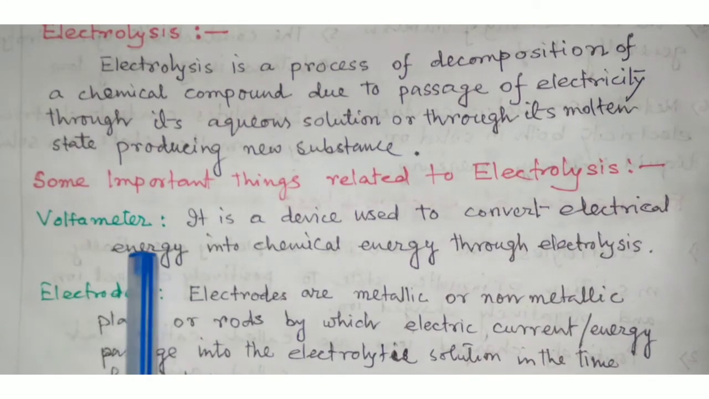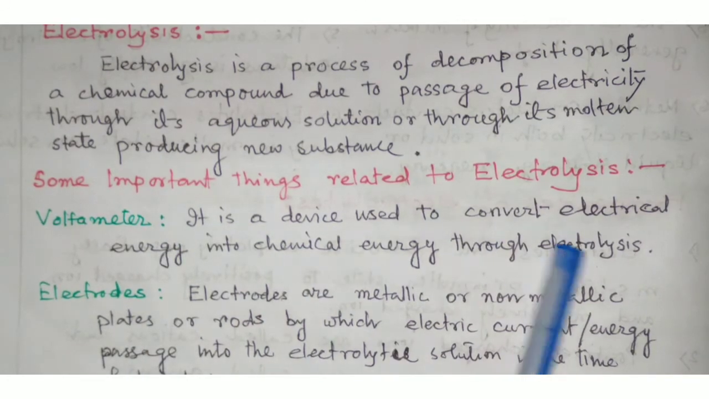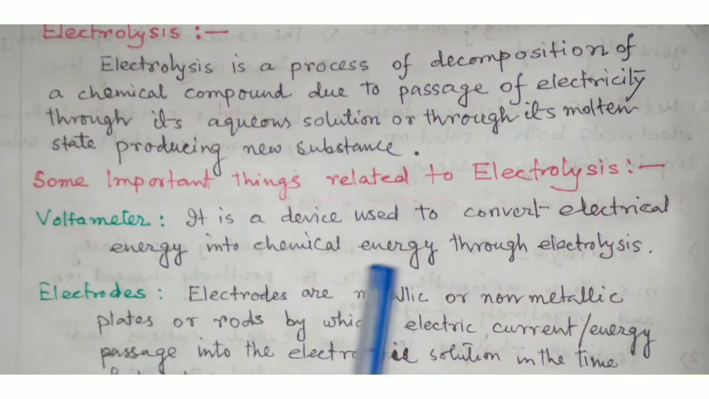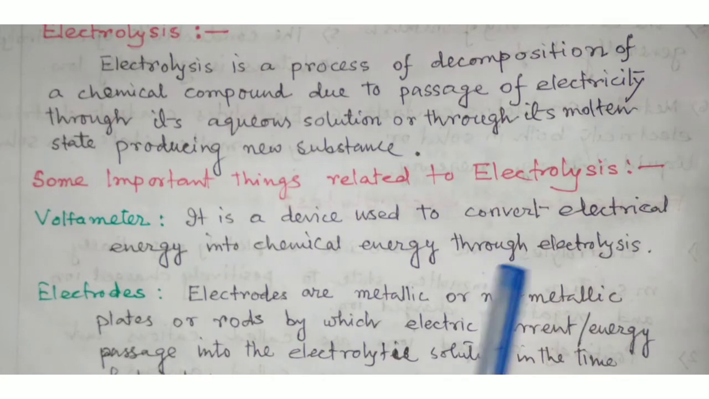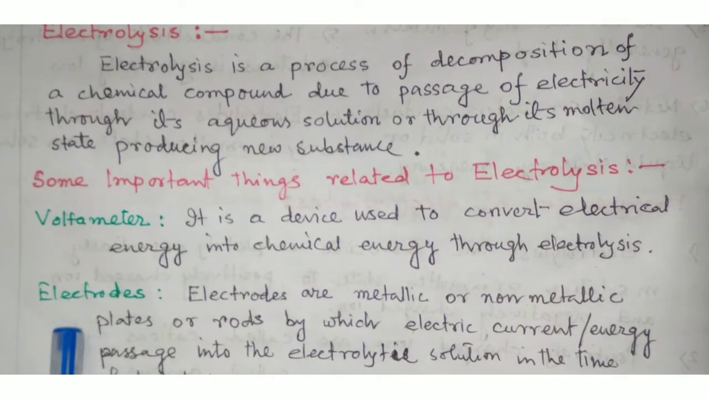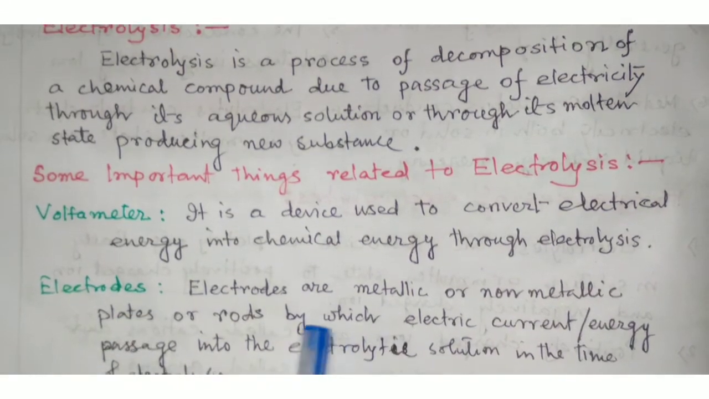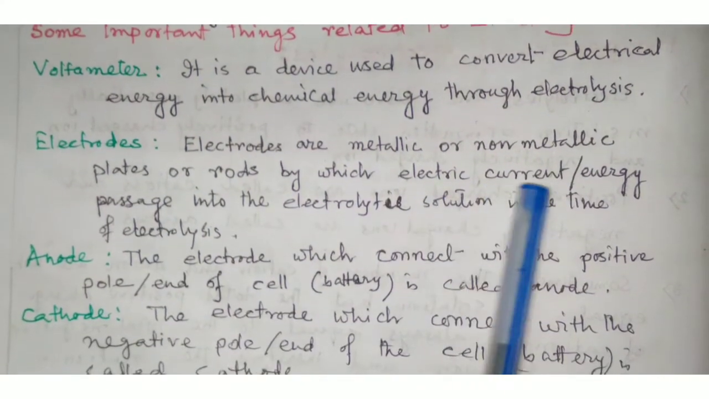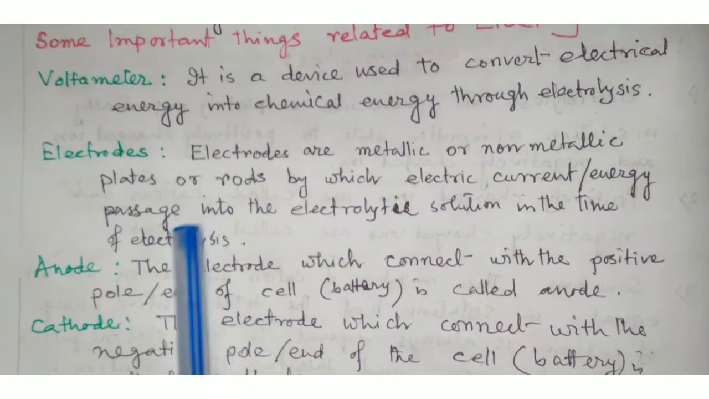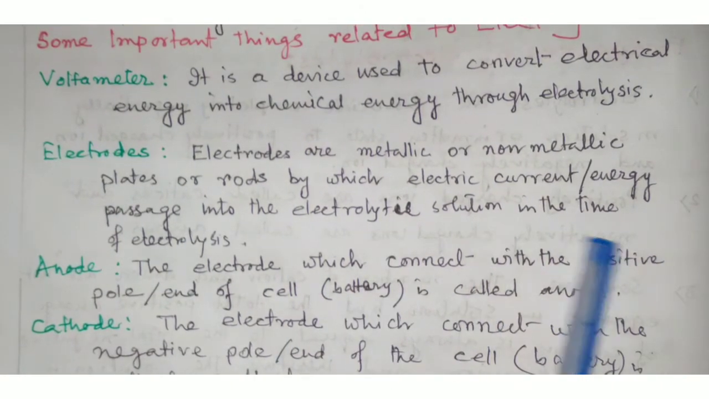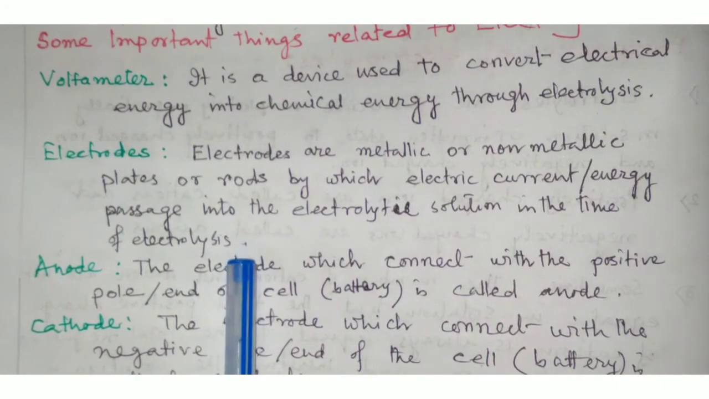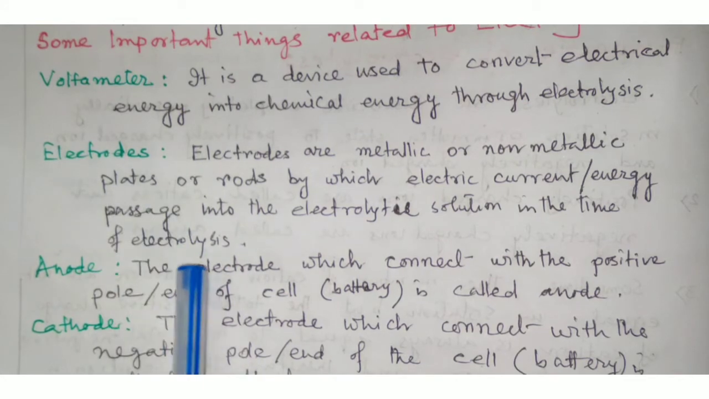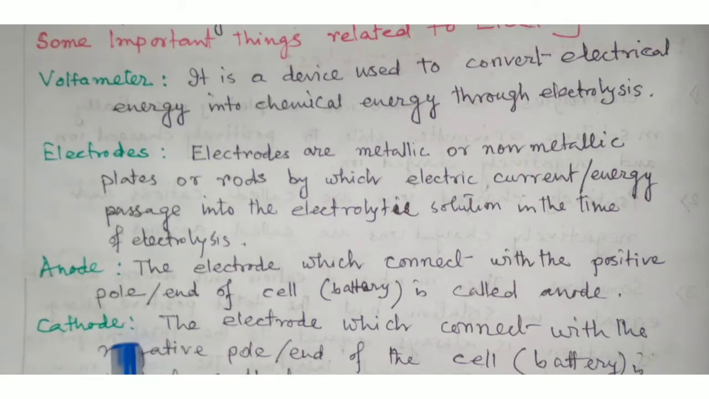Number one is voltameter. It is a device used to convert electrical energy into chemical energy through electrolysis. Electrodes. Electrodes are metallic or non-metallic plates or rods by which electric current or energy passes into the electrolytic solution at the time of electrolysis. Now these electrodes are classified into two classes. Number one is anode and number two is cathode.